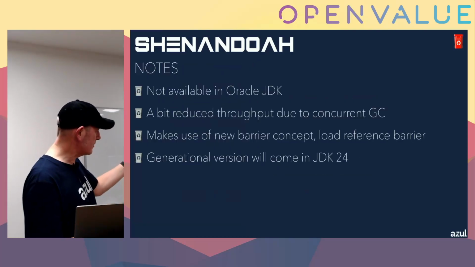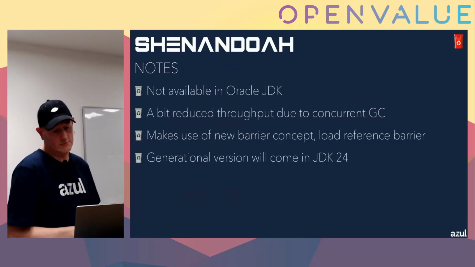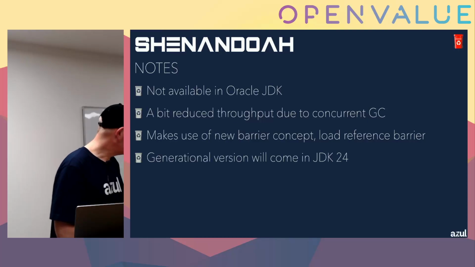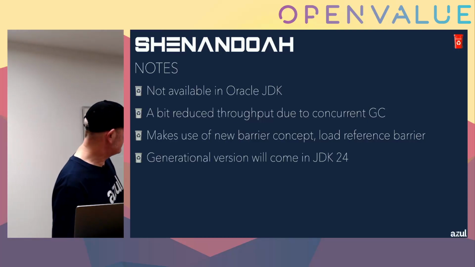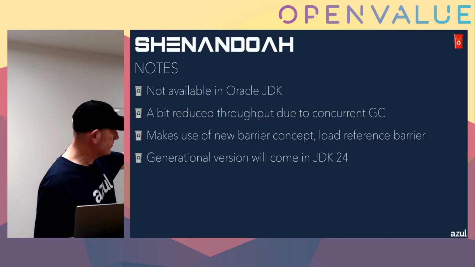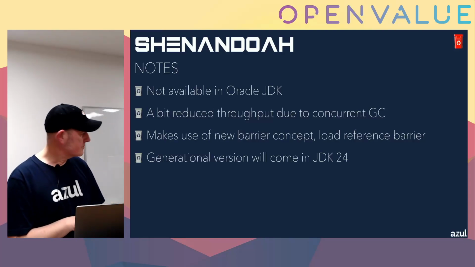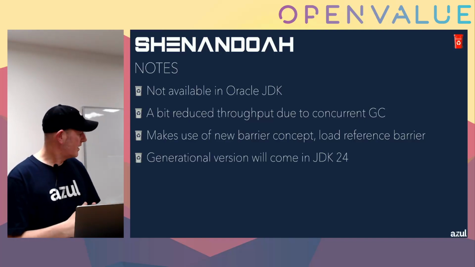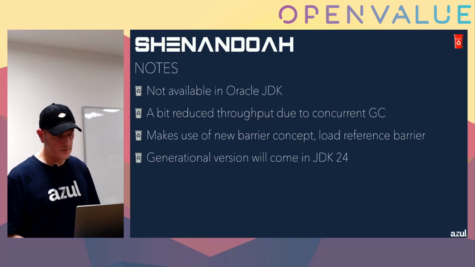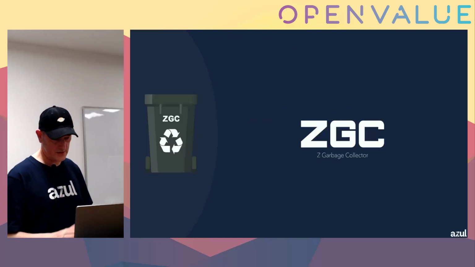Yeah, it's not available in Oracle JDK. I'm not really surprised because it was not developed by Oracle, so they say no, we don't care. But it is in Oracle OpenJDK, right, which is a different thing. You have a little bit reduced throughput because of the concurrent GC. It uses barrier concepts like write barriers and the Brooks pointer. And like I said, JDK 24 will give us a generational version of Shenandoah, which seems to be quite fast, in the same range as the ZGC.